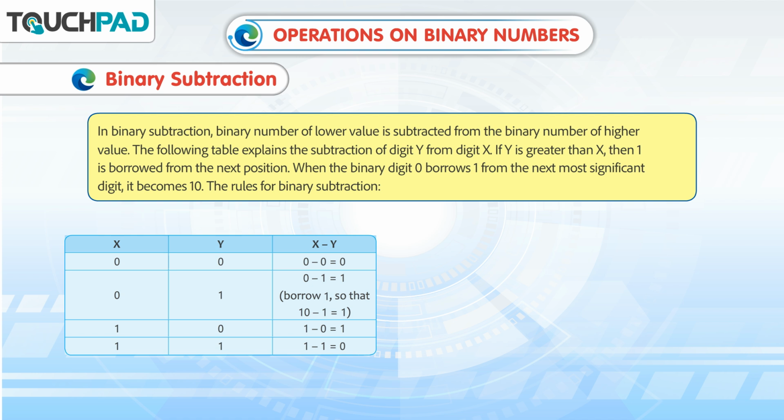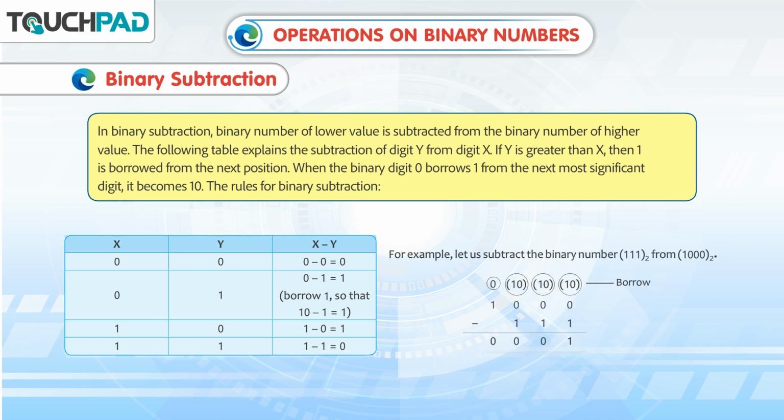The rules for binary subtraction. For example, let us subtract the binary number 111 with a base 2 from 1000 with a base 2.